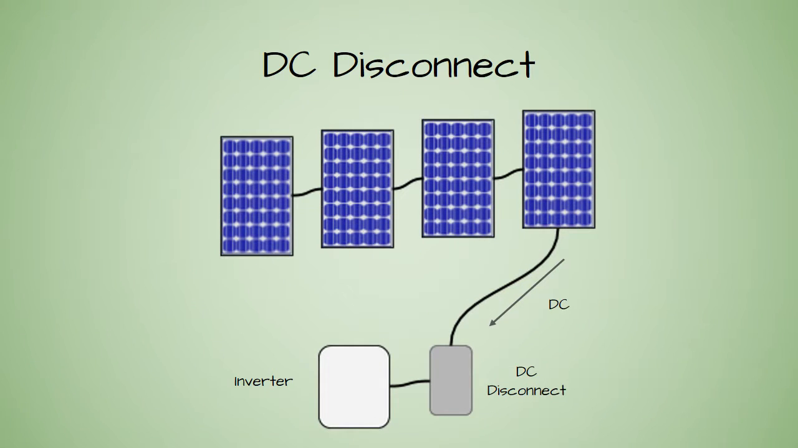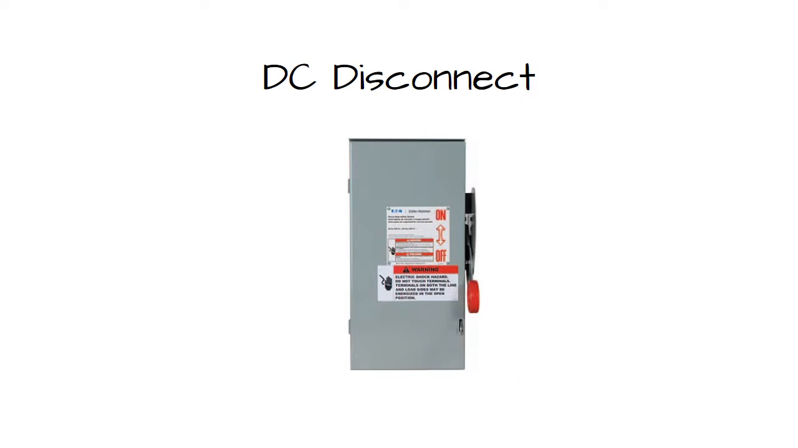DC disconnect is another safety product that stops the DC current flowing from the panels to the inverter. A solar system must either have DC disconnect as an integrated part of the inverter or have an external one installed near the inverter. Microinverters do not have DC current flowing down the house wires, and therefore a microinverter system does not require such a device. Here's an example of an external DC disconnect switch from Eaton.